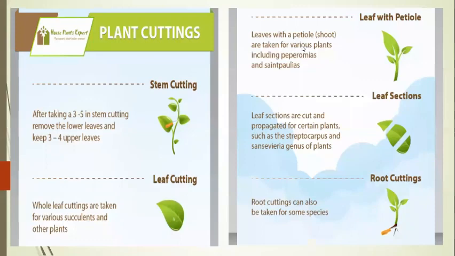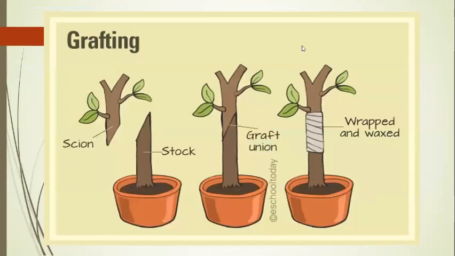And the cutting, this is very, very common. So for plant cuttings, you can cut the stem, the leaf with petiole, leaf sections, or the root cutting. Grafting. So you've learned this already in the previous lesson. This is how grafting looks like.